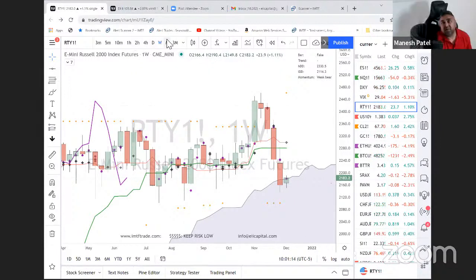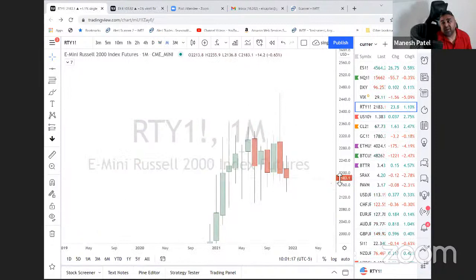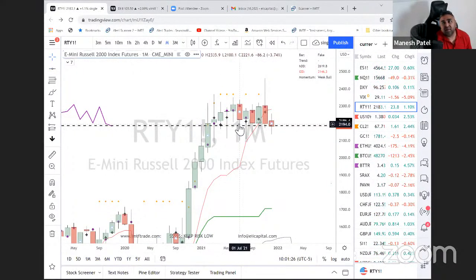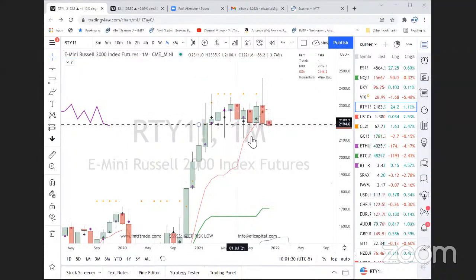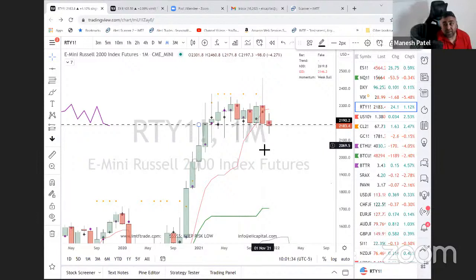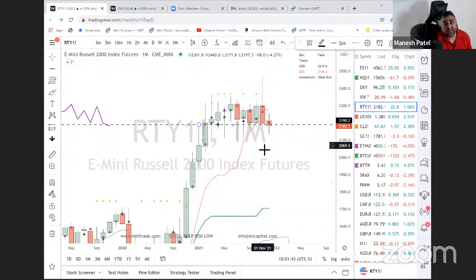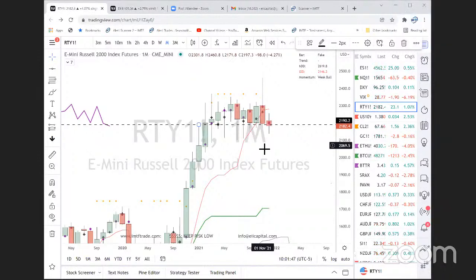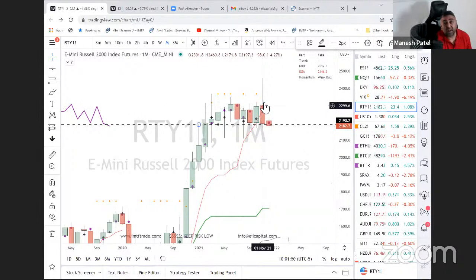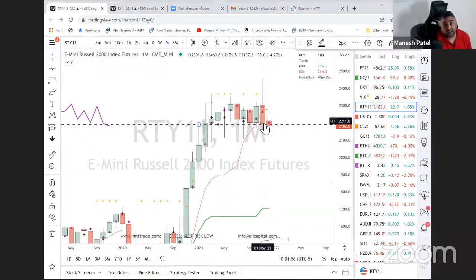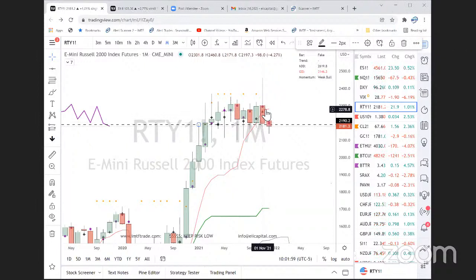Now, if I take the Russell and go to the monthly, and I find the black cross, we've been holding this level, haven't we? If we close below that level, watch out. Everyone understand that? This last week was the first week we had an HDD violation. And we closed a lot lower, didn't we?